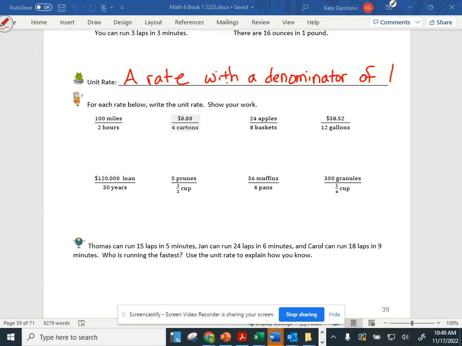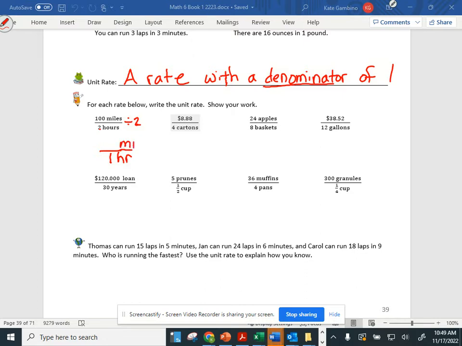How are we going to get our unit rate for 100 miles to 2 hours? I want my denominator to be 1. I want it to be 1 hour. What do I have to do to get my denominator to be 1 hour? Jillian. Divided by what? By 2. Why am I going to divide it by 2, Jillian? Because 2 divided by 2 is 1.